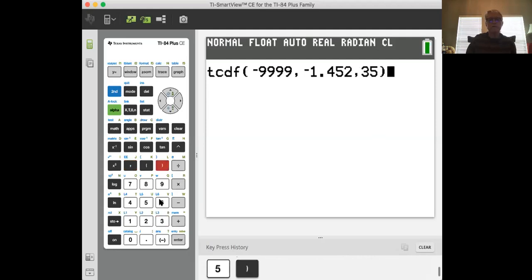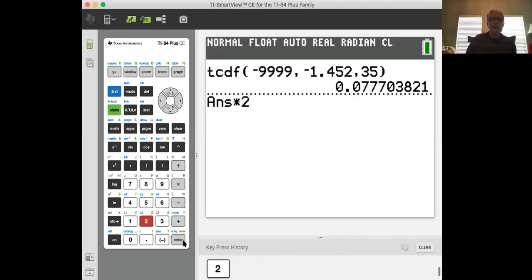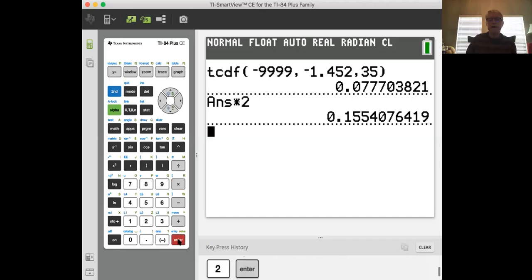Close the parenthesis. Oops, I left a parenthesis out. Comma, 452. Oh, I've got it. Never mind, it's there. And then enter. And there is the area underneath the curve farther from the mean than the test statistic on the left. But remember, this is two-tailed, so we have to multiply this times 2. And that is our p-value.